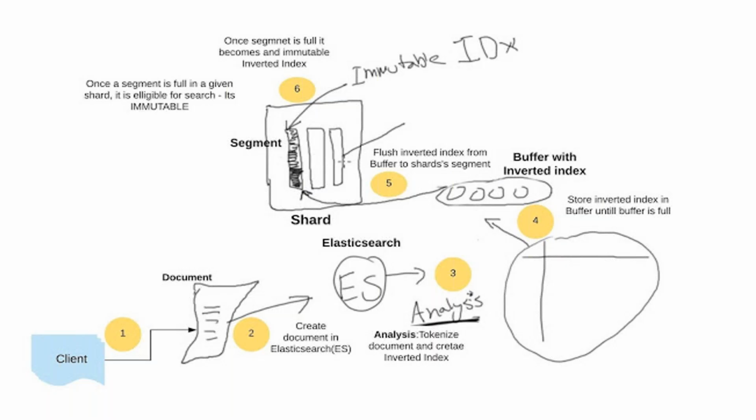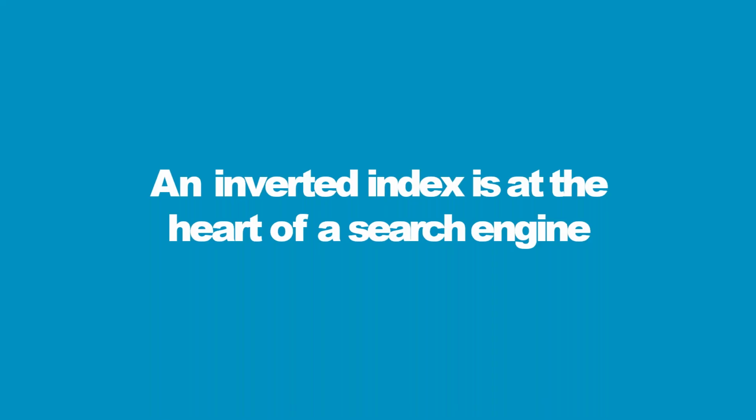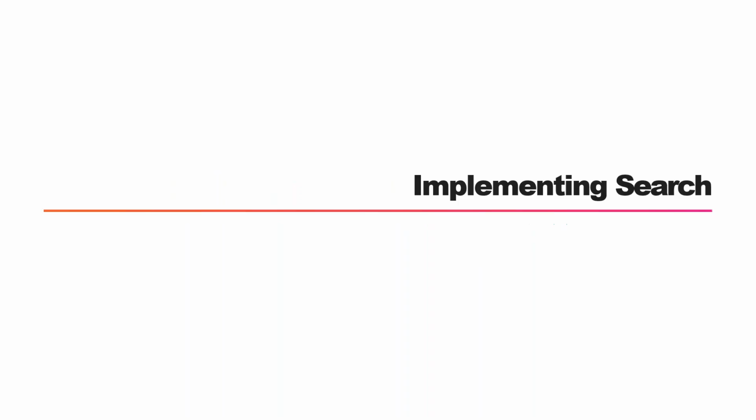So these are the phases we go through in Elasticsearch. The document is stored, tokenized, buffered, and then written to a shard, and so on. This is the whole flow. What I'm trying to say here is that the inverted index is at the heart of a search engine, and Elasticsearch also uses the inverted index concept. Are you understanding? Yes, the inverted index is the heart of any search engine, and Elasticsearch uses the inverted index concept for storing all the documents.